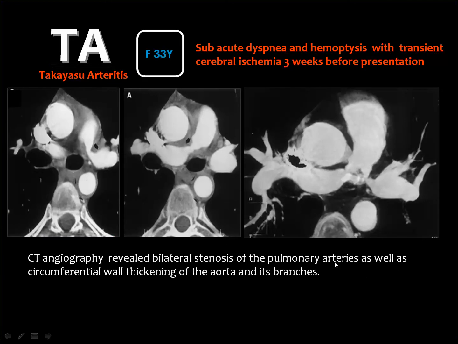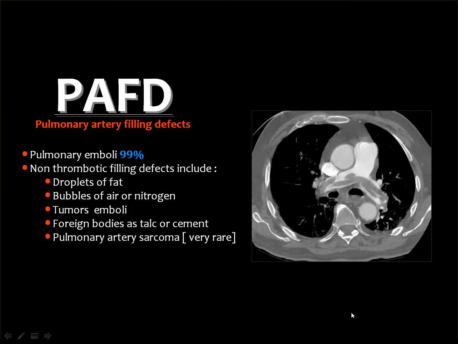In cases of long-standing or chronic disease, you get narrowing and even occlusion of the vessels, which is usually reflected on the pulmonary trunk. Now we come to the pulmonary artery filling defects, and by far the most common filling defect in the pulmonary artery is the pulmonary emboli, which represent about 99% of the filling defects.